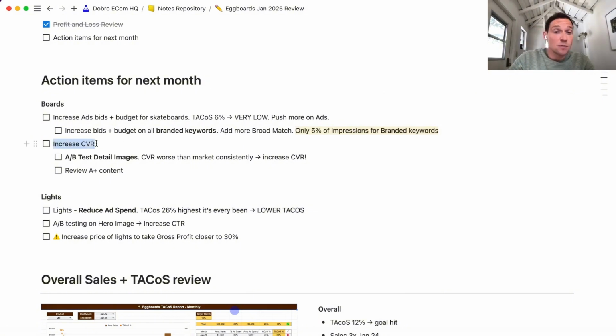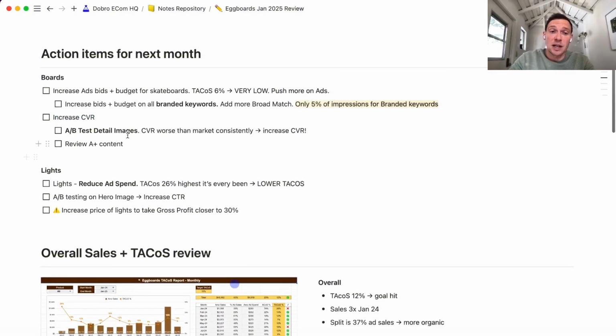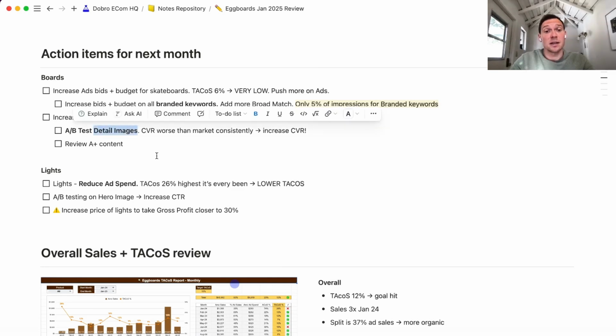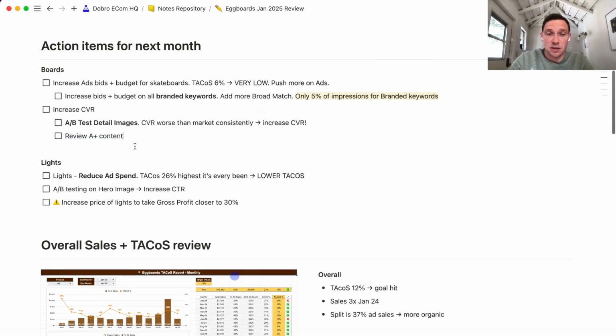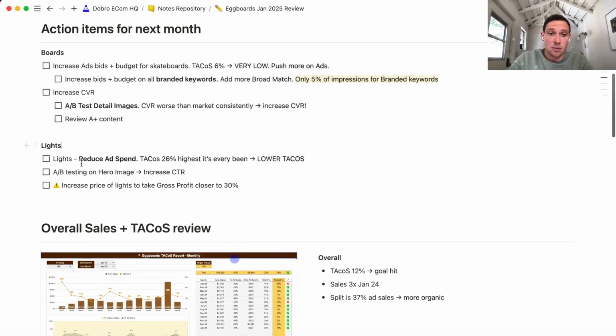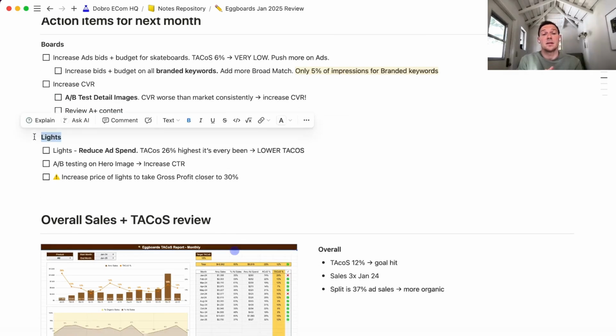I also want to increase the conversion rate, which is lower than the market, and I will try to find ways to do it, improving the detail images of my listing and running an A/B test, and review the other content like the A+ content that I have on the page. Now, the lights are the main topic here because they are losing me money every month.